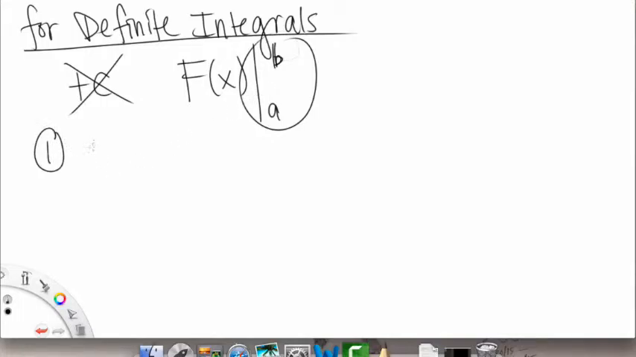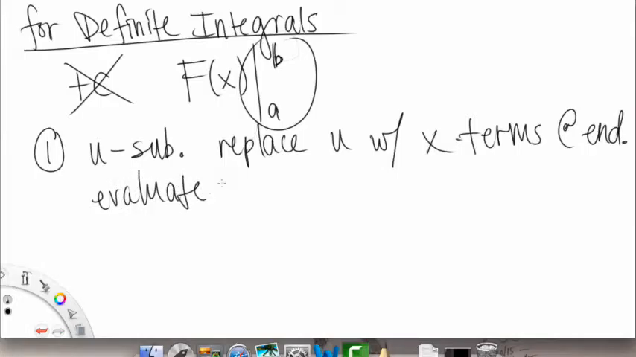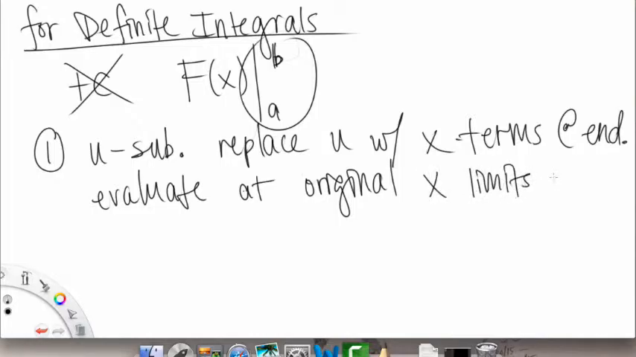The first way is to go through U substitution, and then at the end we replace U with x terms. If we do that, then we're going to evaluate our antiderivative in terms of x at the original x limits of integration. So that's the first method.